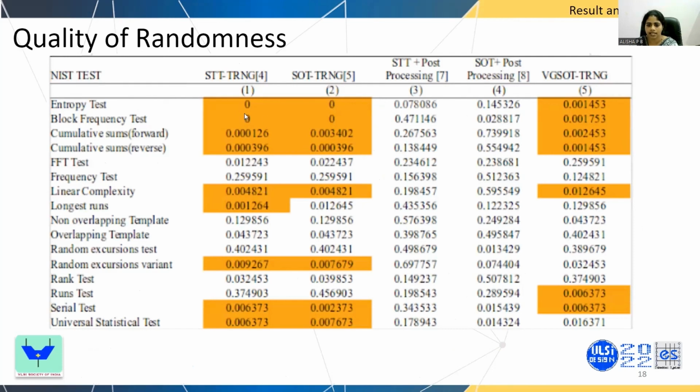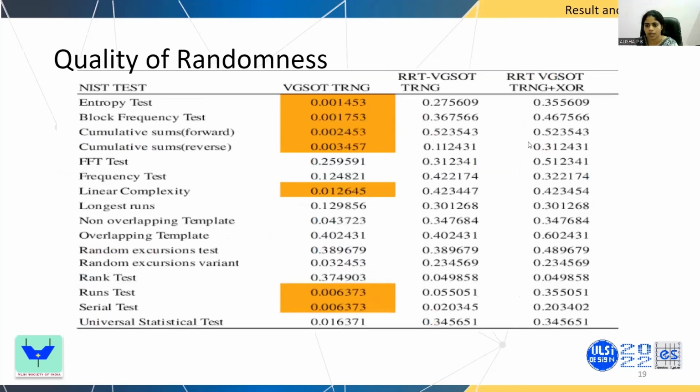Here we can see the result is not passed, but with post-processing or current correction logic, we get proper results. When we compare VGSOT-TRNG with the other TRNG designs, even though the randomness improved compared to STT-RAM, the test result is not passed. So we go for reduced retention time VGSOT-TRNG. Here we can see that without any current correction logic or other post-processing units, RRT VGSOT passed all the tests.